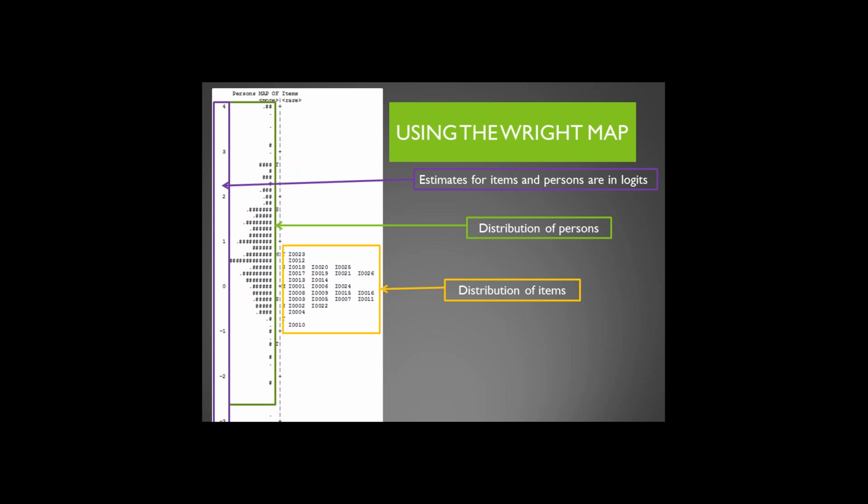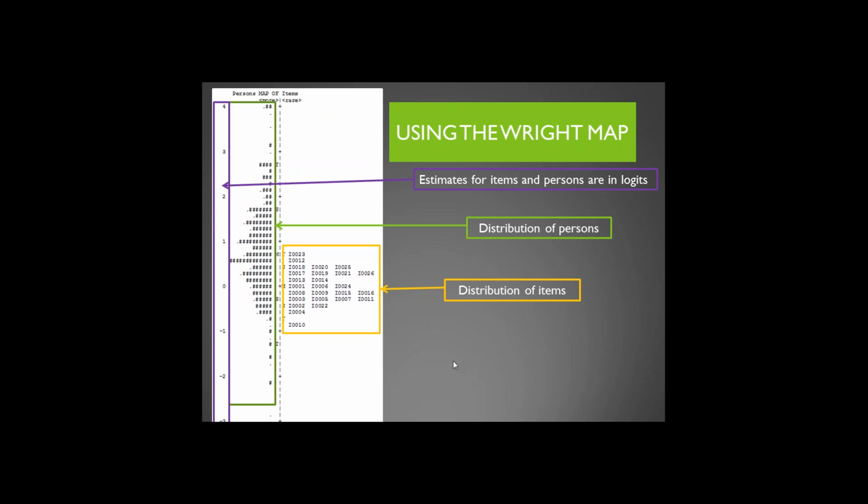So this is the Wright map, and this is the actual figure out of our paper. And so let me explain this. It looks a little overwhelming at first, but really it can be broken down into thinking of this as side-by-side histograms. So on the left-hand side of the person-item map, or Wright map, named after Ben Wright, those are log odds units, or logits. And you can see on our graph it runs from -3 to +4.